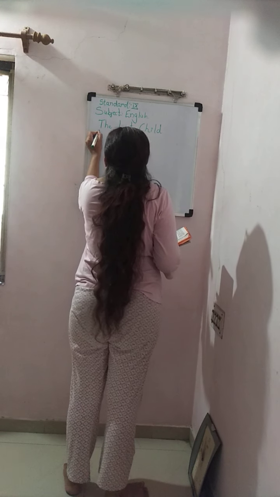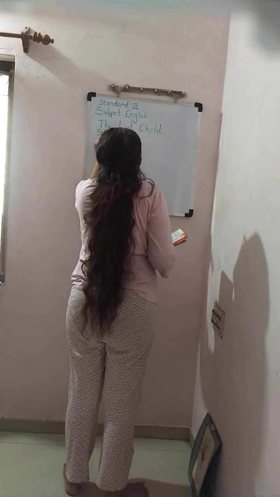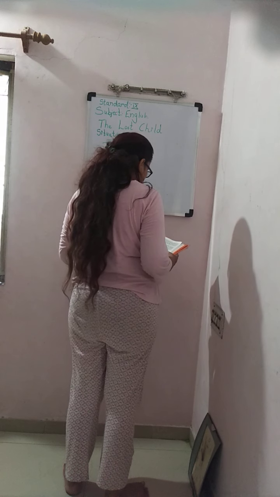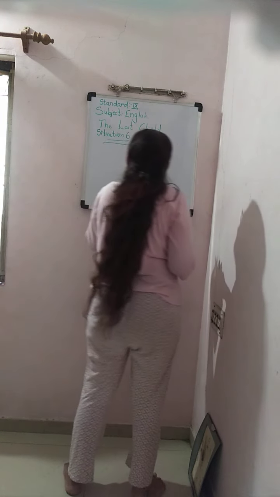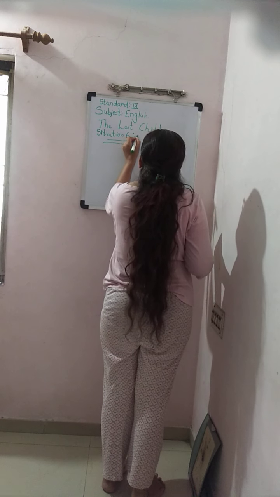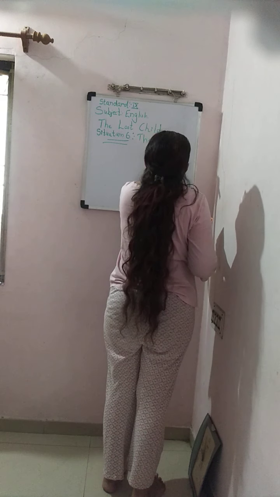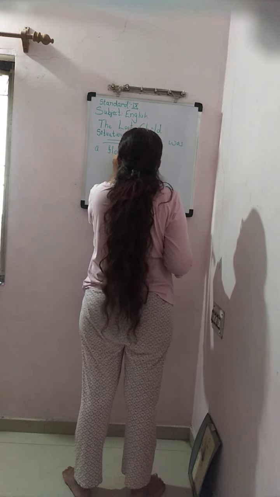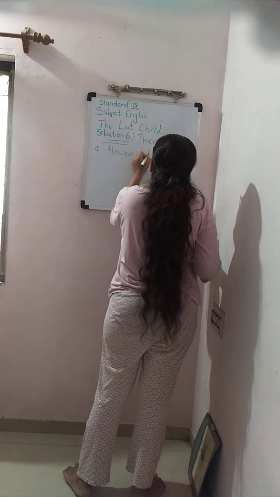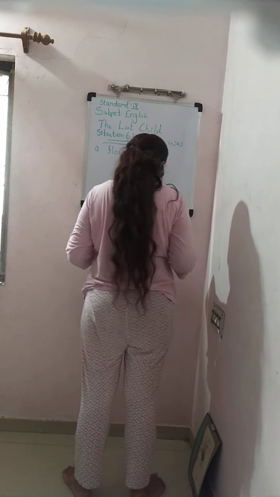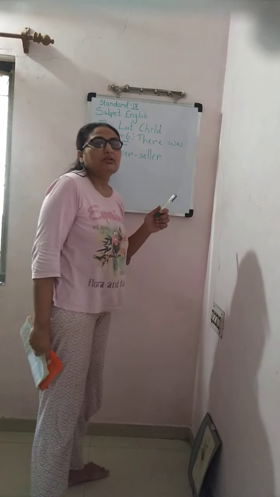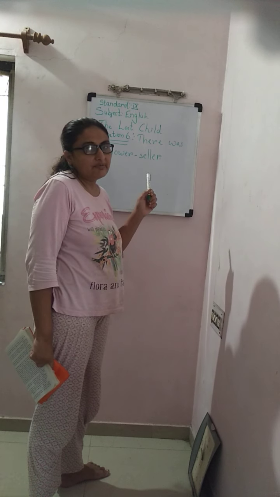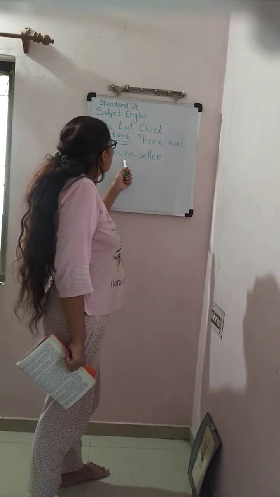Now next, situation 6. There was a flower seller. There were good garlands made from flowers and he was attracted towards them. He asked his parents to have a garland.